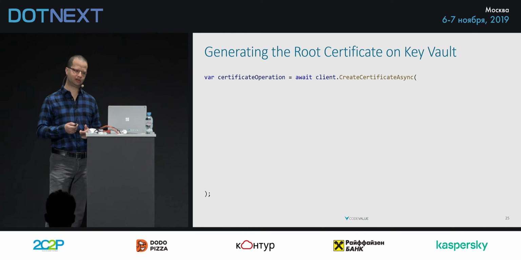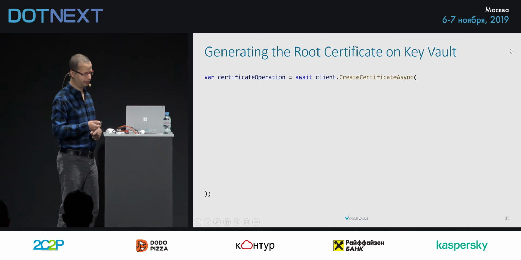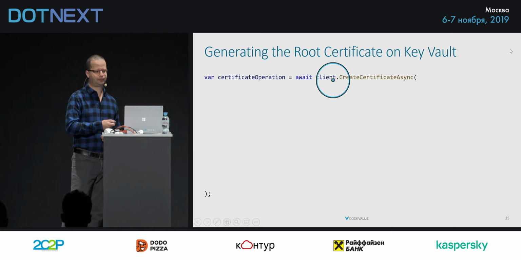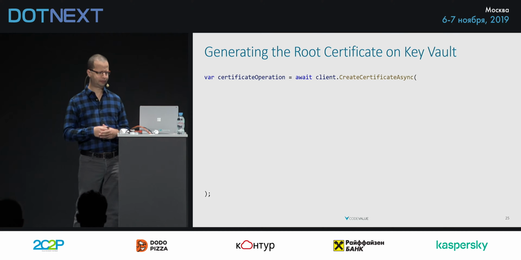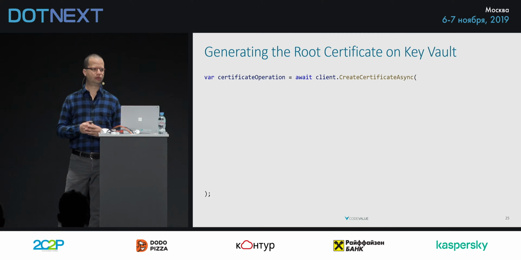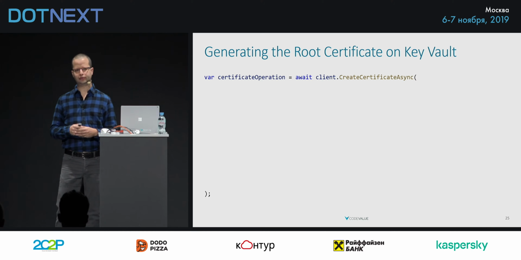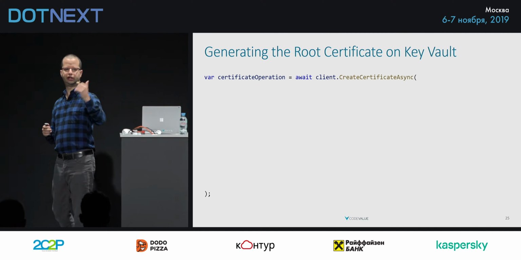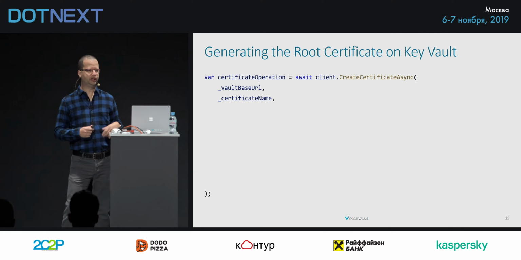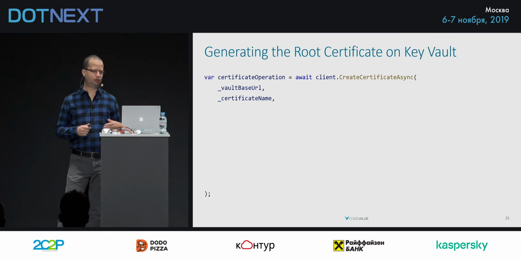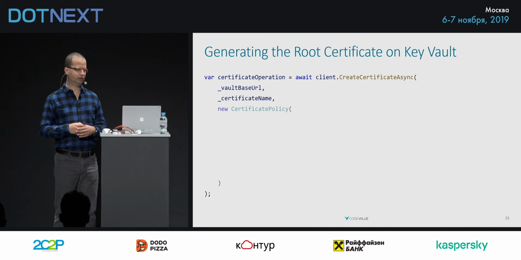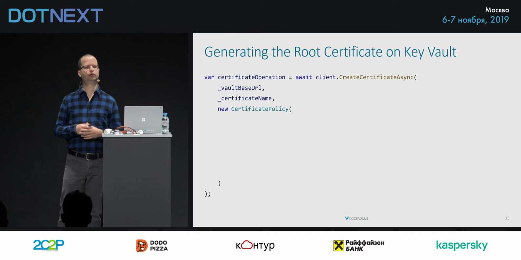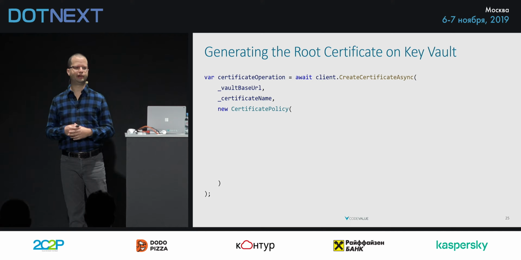We use the Key Vault client, and this client over here comes from the Key Vault SDK, and you can see it in the full code. And we call a method which is called create certificate async, which allows us to create a certificate on Key Vault. We give it the URL of the Key Vault we created. We give it a name for the certificate, an identifier. And then we need to specify some sort of policy. What do we want with the certificate?